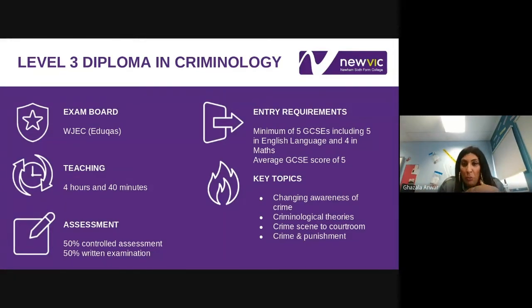And we also look at why people turn to crime. So we look at criminological theories, and we've done a little bit of that this morning, just to give you a bit of an idea.